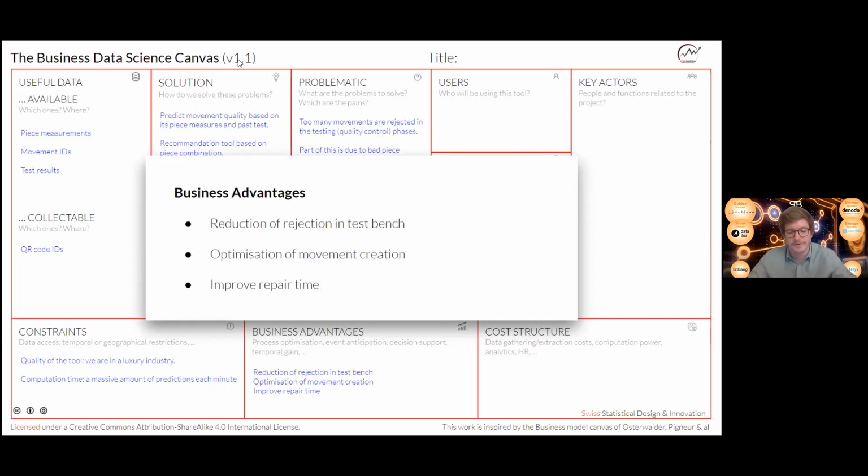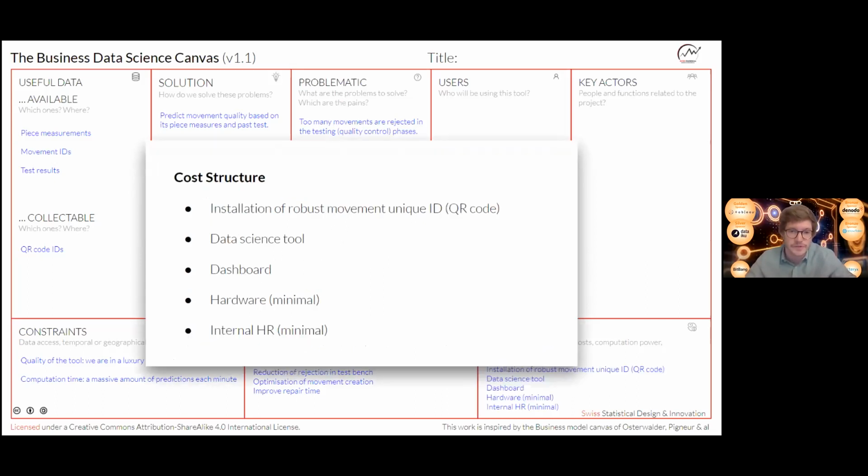Then we have the cost structure. So in the cost structure, we have everything that will be paid by the company to build this solution. So we have the installation of robust movement unique ID, the QR code I spoke a little bit earlier. Here I just put this example so you can make the link to think that sometimes collecting new data may have some cost, and it's important also to remember this.